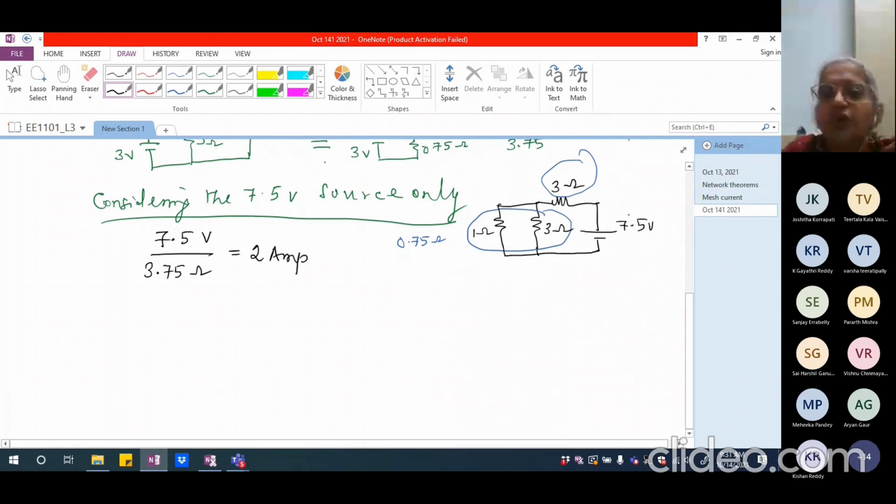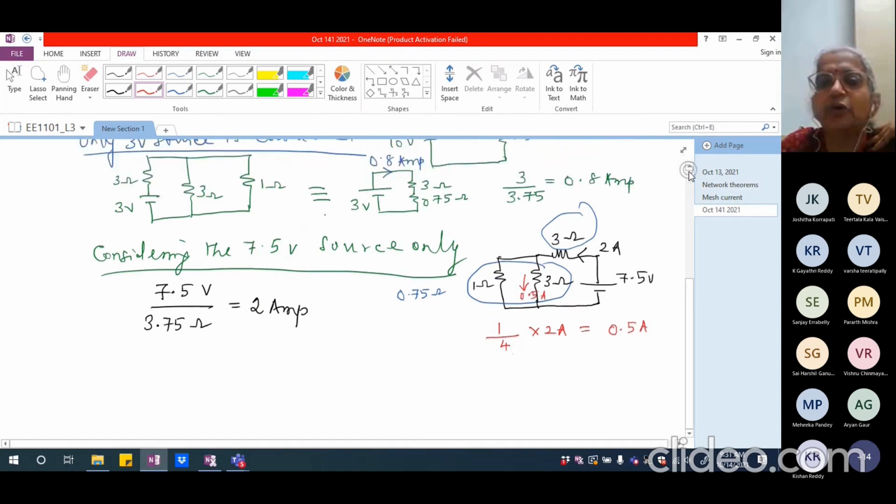Now the total current that is flowing here is 2 ampere. Out of this, whatever flows here is going to be 1 divided by 4 multiplied by 2 amperes. 1 divided by 4 is because 1 is the other resistance, and 3 plus 1 is the denominator, the two resistances put together. So this is going to be 0.5 ampere. So this current is going to be 0.5 ampere.